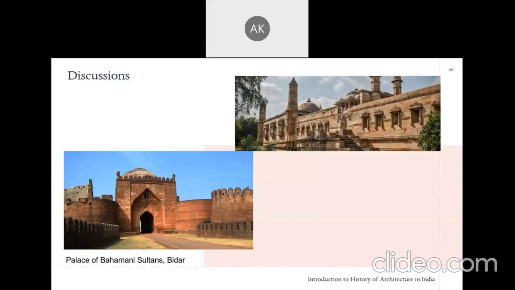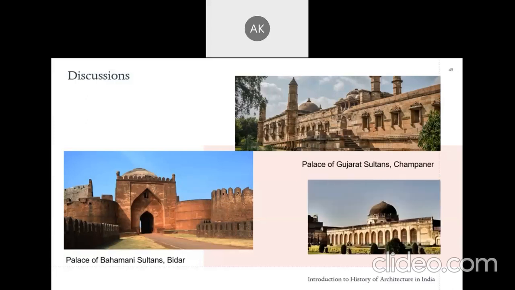Okay, what about this beautiful structure? This is again a palace, but of, yeah, so this is the palace of Gujarat Sultans of Champaner. And what about this? It's a mosque in Bidar. Okay, yeah, correct. It is the mosque in Bidar.